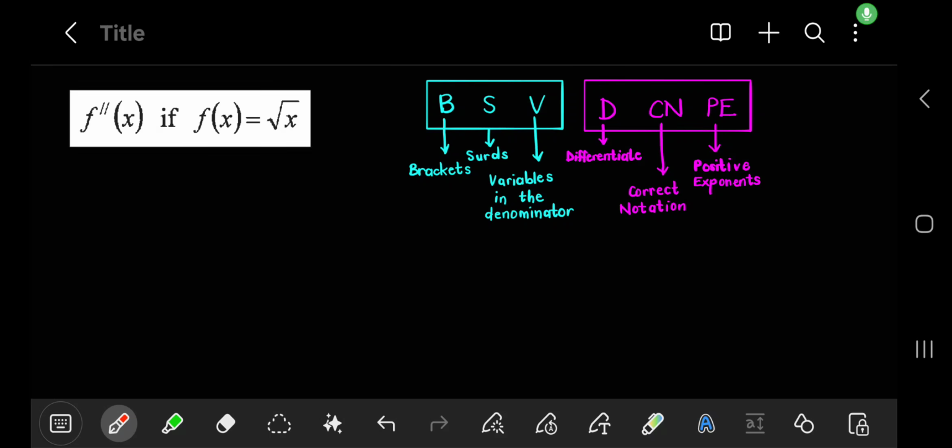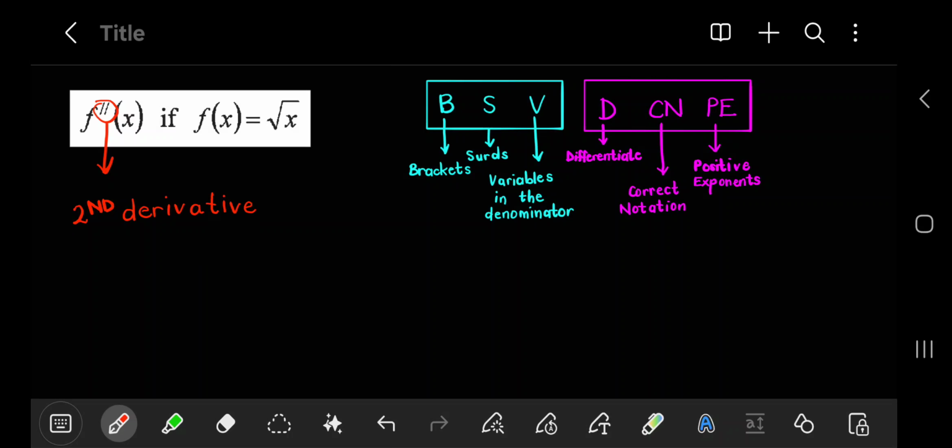Here we have question 7, and what's interesting is that this now asks you for f double prime. Notice the notation is not just f prime x, but we call this f double prime. So what does that mean? They need you to get the second derivative.